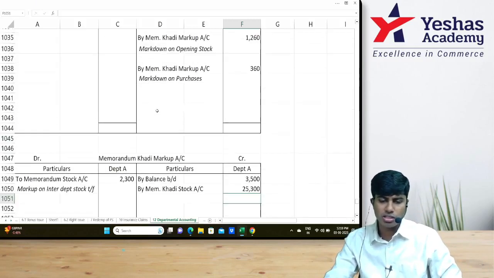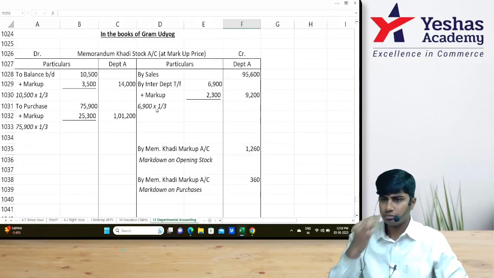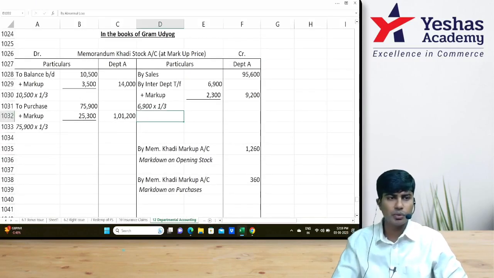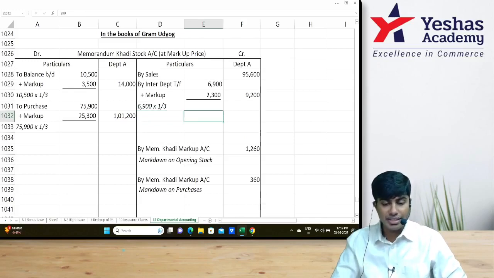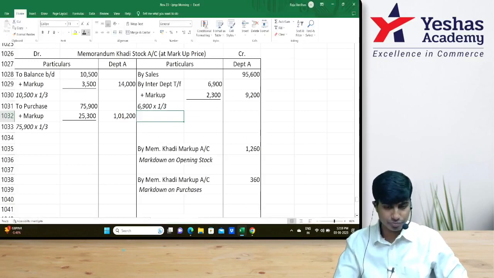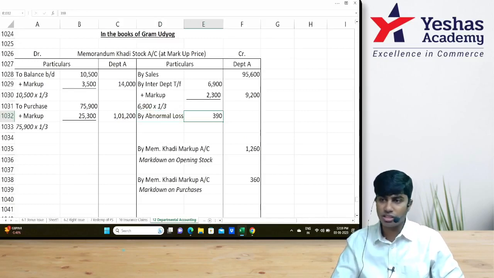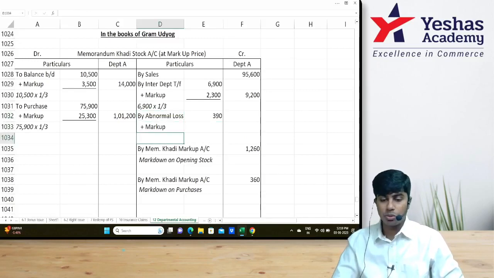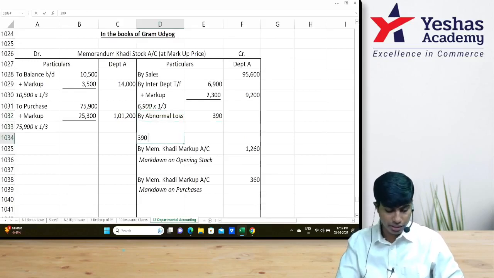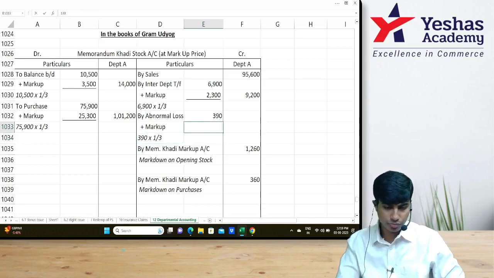Shall we do that abnormal loss? Stock is going out. Am I right? So where do I write in my memorandum Khadi account? Credit side. What do I write? By abnormal loss. How much? 390. But we'll add markup to this. How much? 390 into 1 by 3. How much? 130.